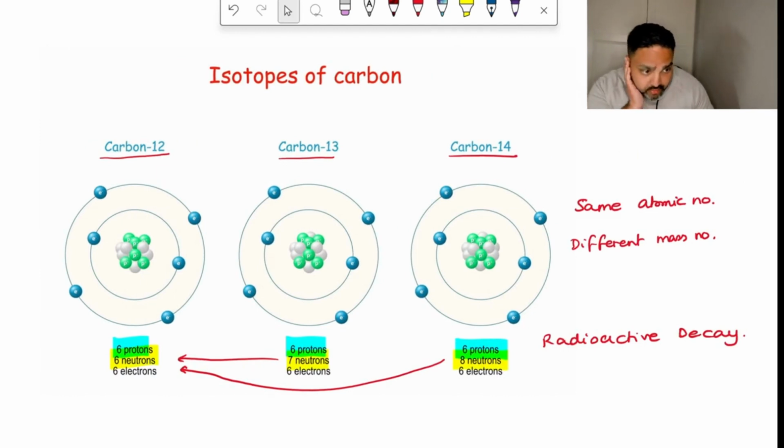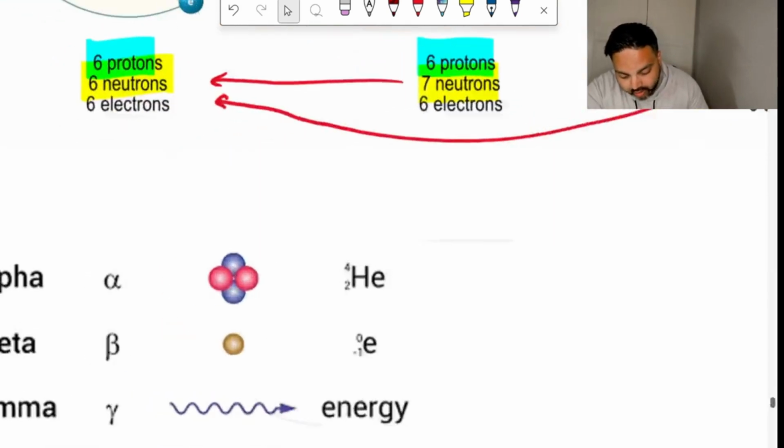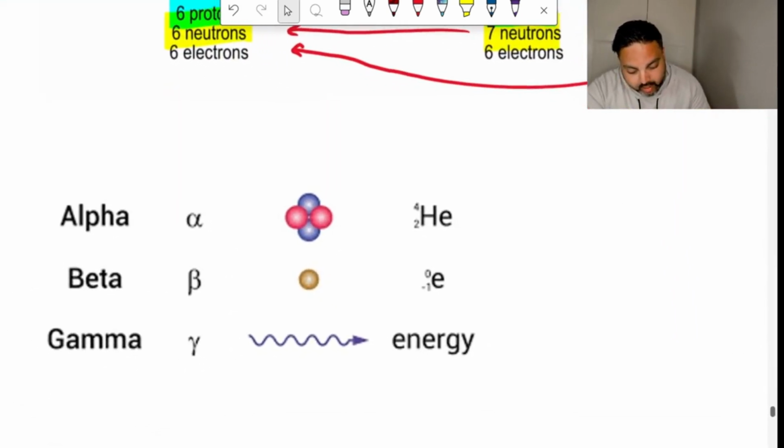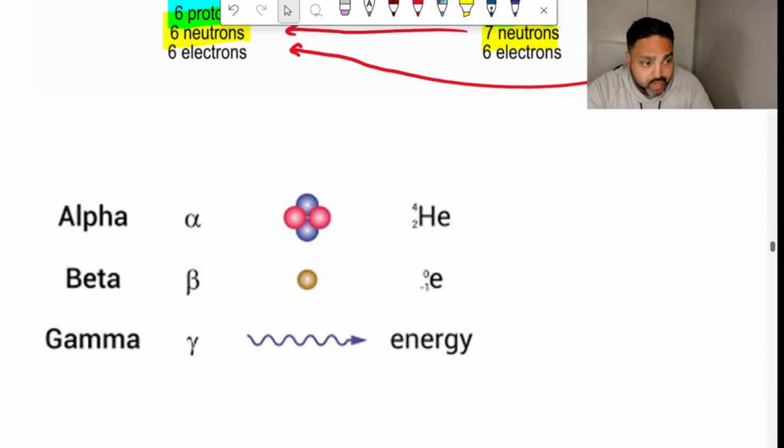Gamma, beta, alpha. Well done, Callum. Well done, Mia. Right, so the 3 types of radiation you can have are alpha, beta, and gamma. Now, you need to know these 3 types of radiation, and you need to know their properties.